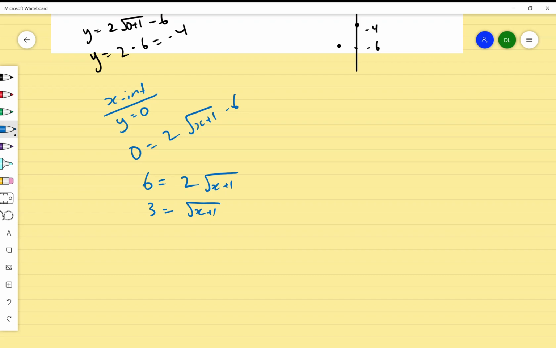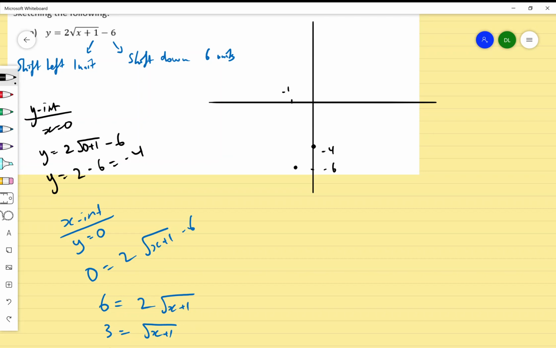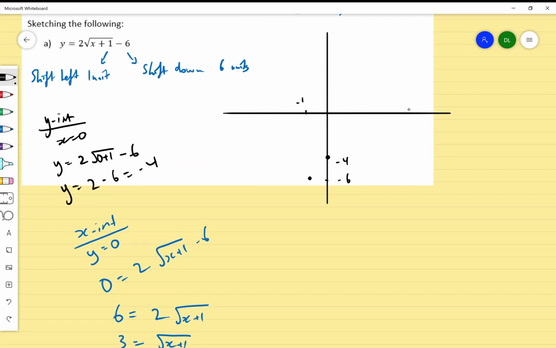As you probably guessed, the next step is to square both sides. We end up with 9 equals x plus 1. And then finally, we take away 1 on both sides. We get 8 equals x. So I know that my intercept on the x-axis is at x equals 8, about here. I can connect the dots, and my graph is going to look just like that.